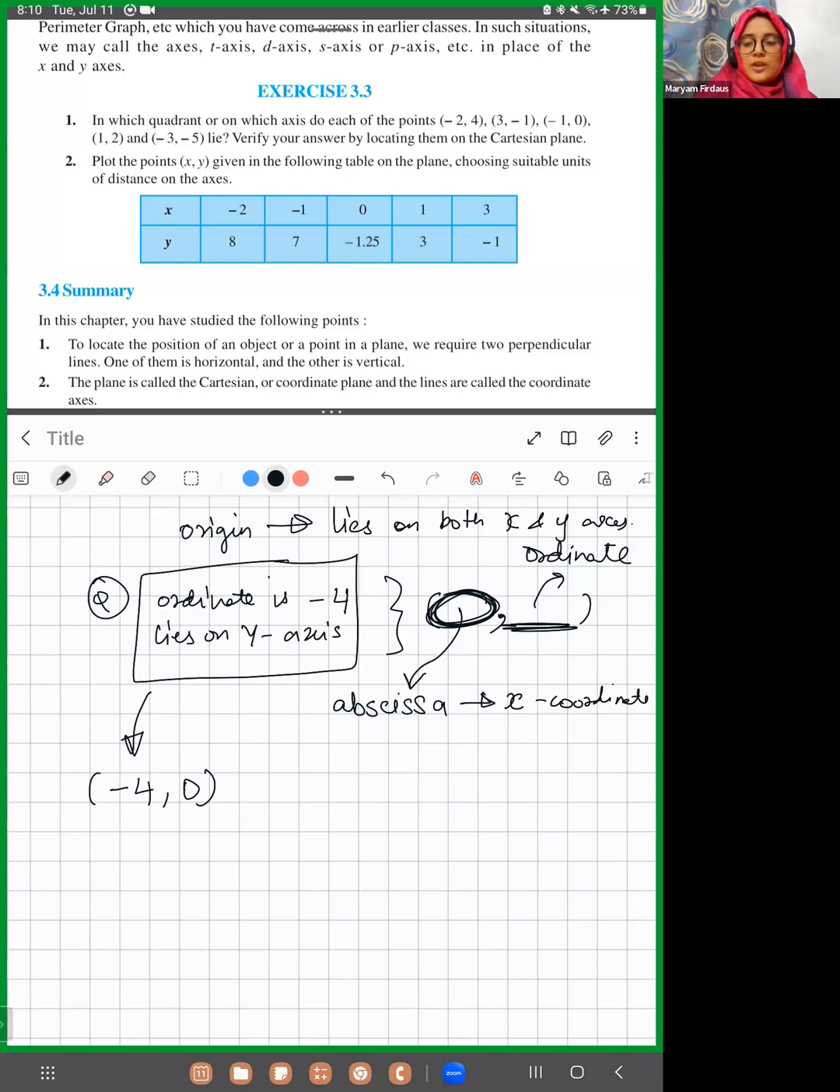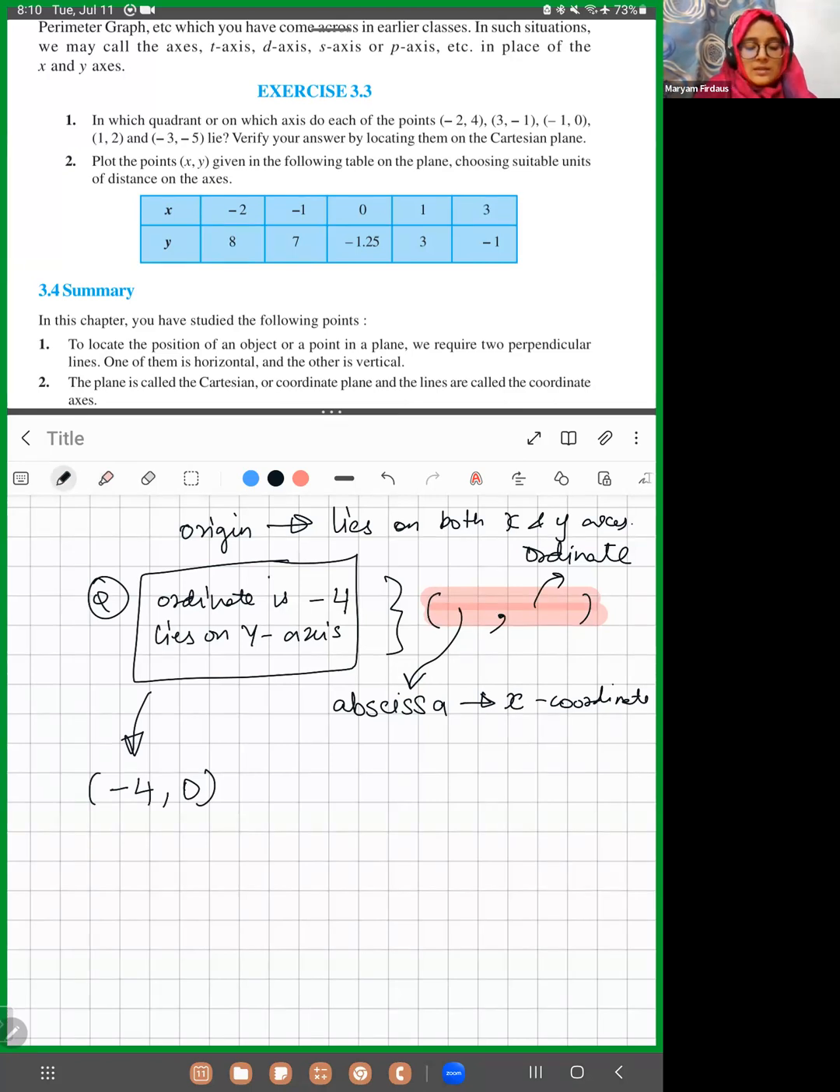Do I have to call names, or are you going to unmute yourselves and answer? Ma'am, what was the question again? The question is, there is a point which lies on the y-axis, and the ordinate of that point is -4. You have to tell me the coordinates of that point, in this form: something, comma, something.